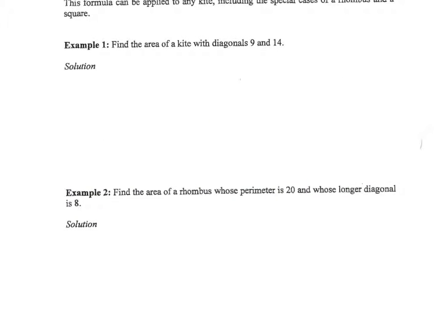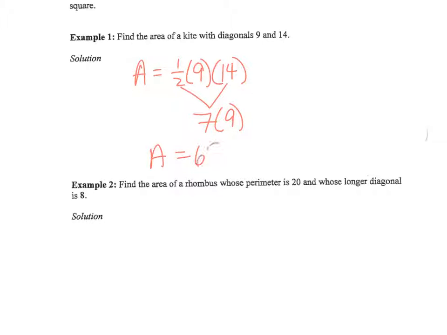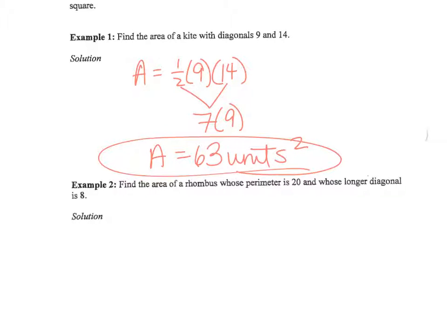All right. Example 1 says, find the area of the kite with diagonals 9 and 14. So you would just plug it into the formula. Area equals 1/2 times 9 times 14. I would take half of 14 and get 7 times 9. So the area equals 63 units squared.